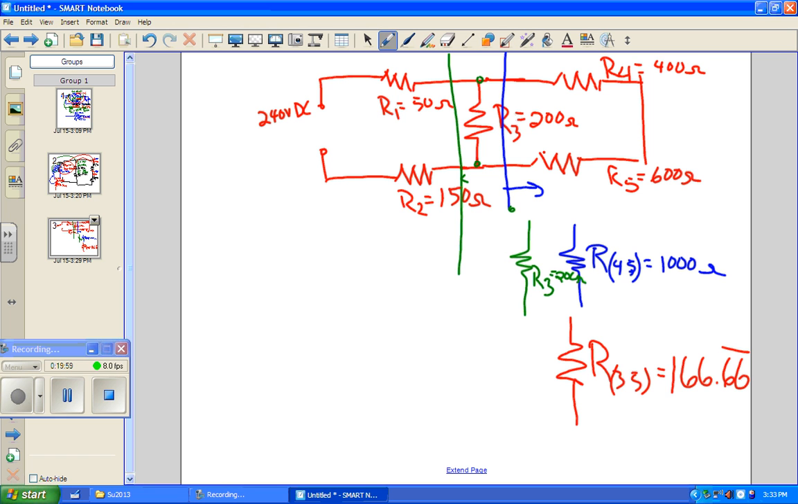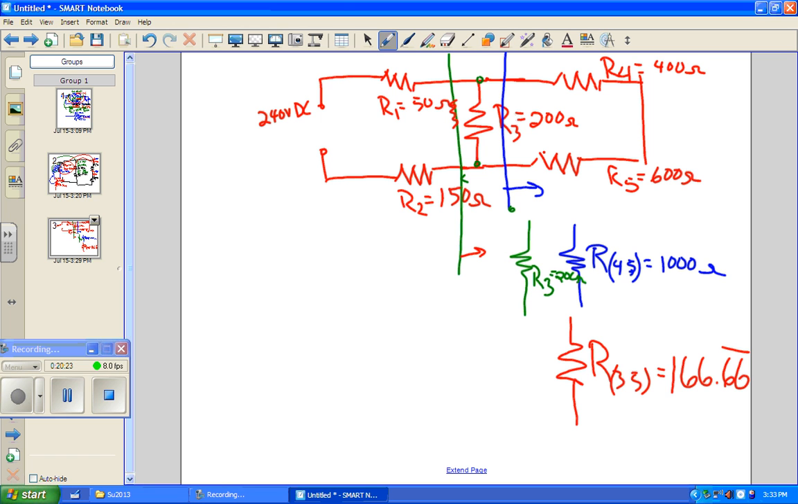So now, what is that? R3 through 5. That's everything to the right of the green line, right? So that's an equivalent resistor that resides right here, right? If we imagine that this part to the right of the green is gone and we have a single resistor here, that thing has 166 ohms of resistance, right?